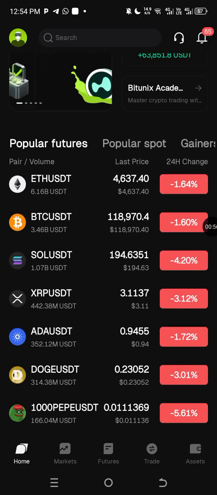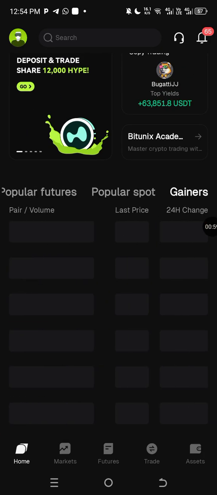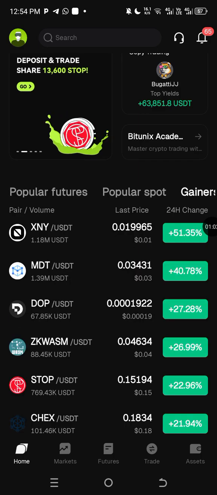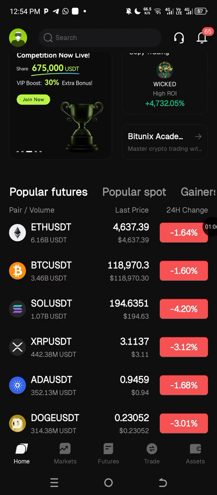Now, right here, you can see we have popular futures, we have popular spots, we have top gainers, and so on and so forth. All of these assets can be traded on spot and futures.